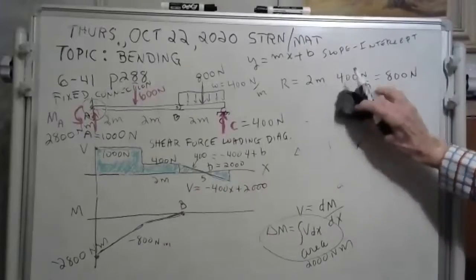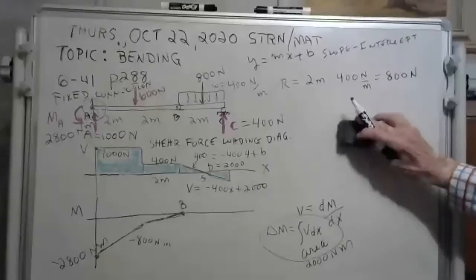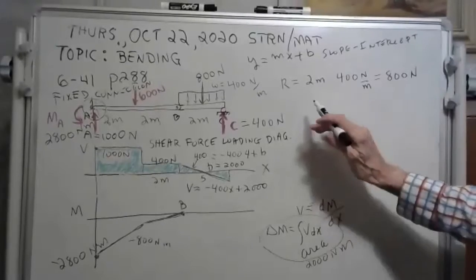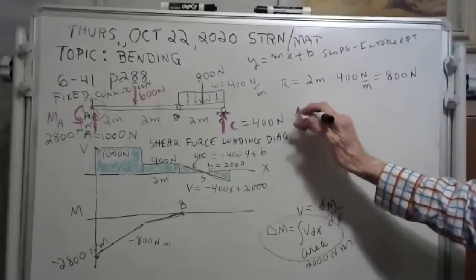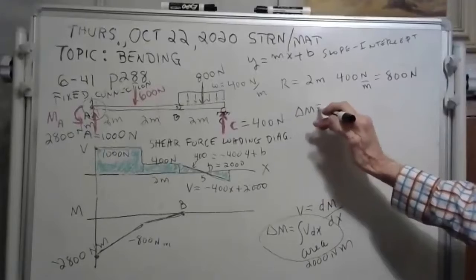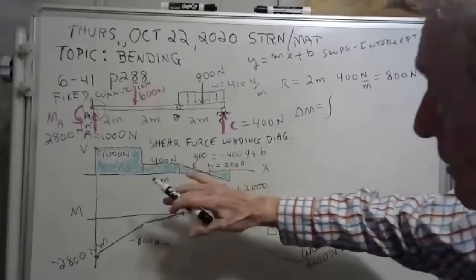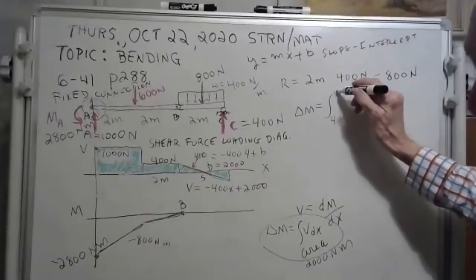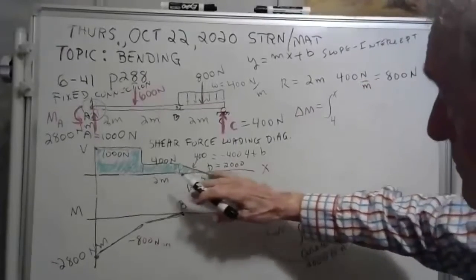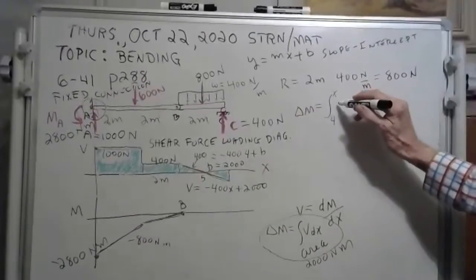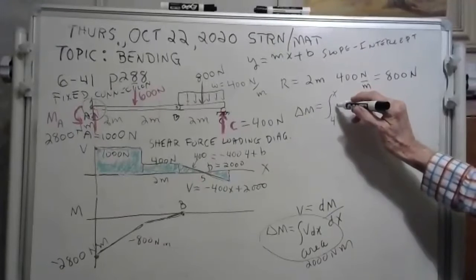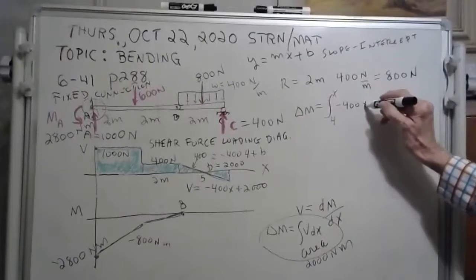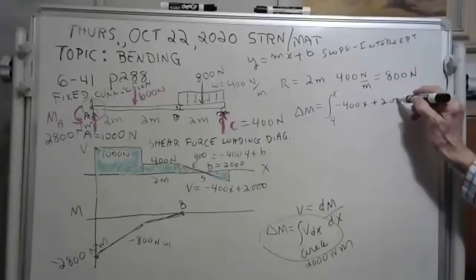So let me do that. I just need the room here. I got a little room right there. That'll work. The change in your bending moment is going to equal the area. And now we're going to go from 4 to whatever value of x you want in here, times v, which is minus 400x plus 2000.